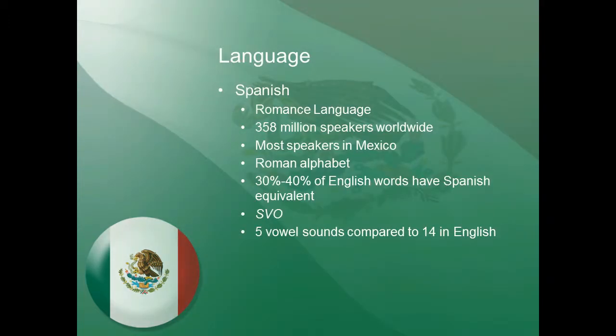Let's first discuss the language of Mexico. Spanish is the official language of Mexico. It's a Romance language spoken by 358 million speakers worldwide. The majority of the speakers are found in Mexico. Like English, Spanish employs the Roman alphabet. 30 to 40% of English words have Spanish equivalents. Also like English, Spanish has the word order of subject, verb, object, SVO.